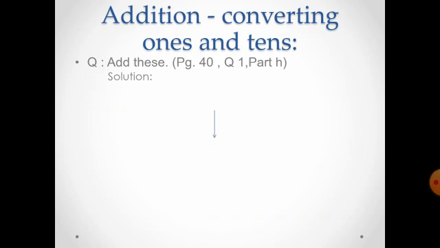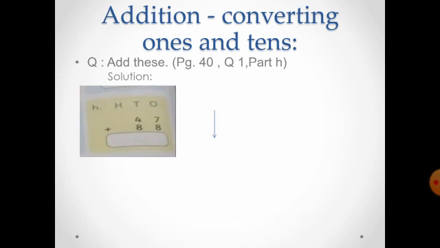Now this is page number 40. Addition, converting ones and tens. In the previous lectures we have done the addition in which we need to convert only ones. Now here we will do the conversion of ones and tens as well. Question is, add these. Page number 40, question number 1, part H.